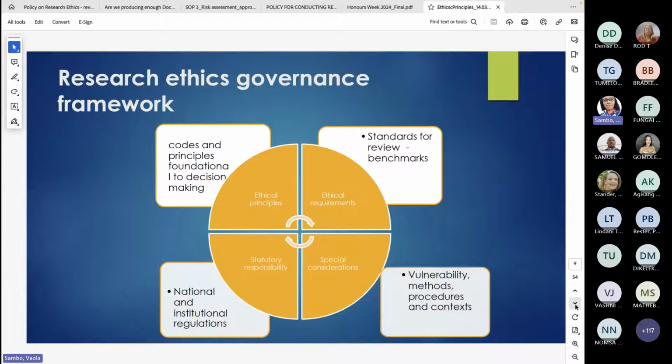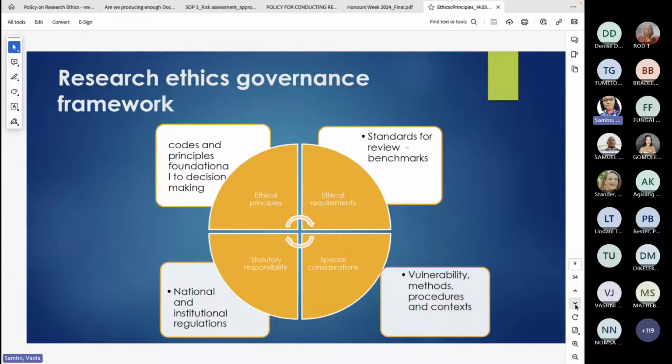Then I've spoken to the issue of vulnerability. We look at that when we get applications. We look, who are the participants? Are they vulnerable? If they are vulnerable, then we look at issues of exploitation. Is there possibility of them being exploited? And any risks, the applicant would need to explain to us how they are going to mitigate the risks that may accrue to the participants.